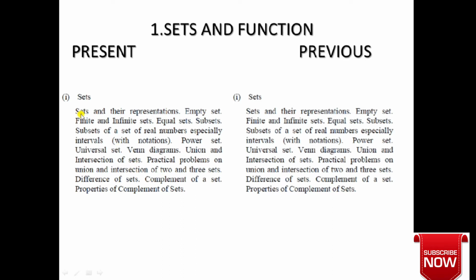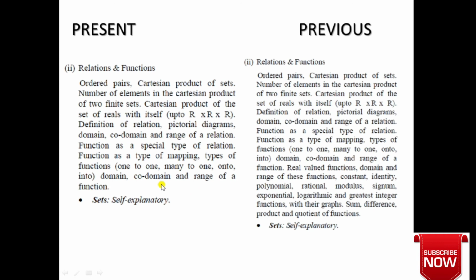So the first chapter is sets. In sets there is no change. The part that was present earlier is the same here also. Next we have relation and function. In relation and function, the part that has been excluded is from here: real valued functions, domain and range of these functions, constant, identity, polynomial, rational, modulus, signum, exponential, logarithmic and greatest integer function with their graphs, sum, difference, products and quotient of functions. This has been totally excluded.